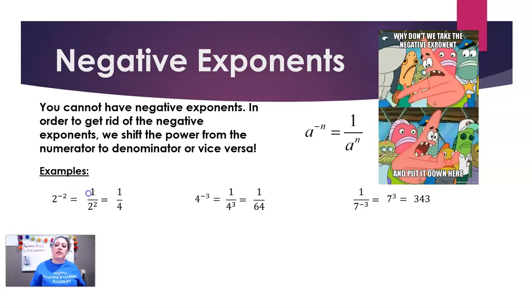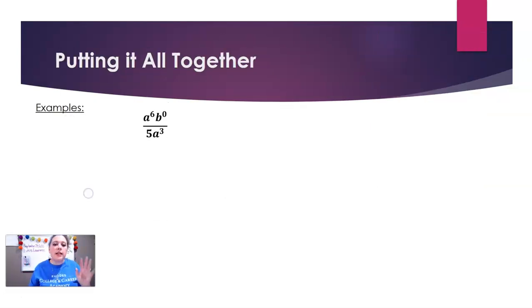So let's put this all together, shall we? A problem like this: I have a to the 6th power, b to the 0 power, and all that's going to be divided by 5a to the 3rd power. So I'm going to break this apart. Notice that 1 has replaced b to the 0 power, because remember, anything to the 0 power is 1. So we have a to the 6th power times 1, and on the bottom it's really saying 5 times a to the 3rd power.